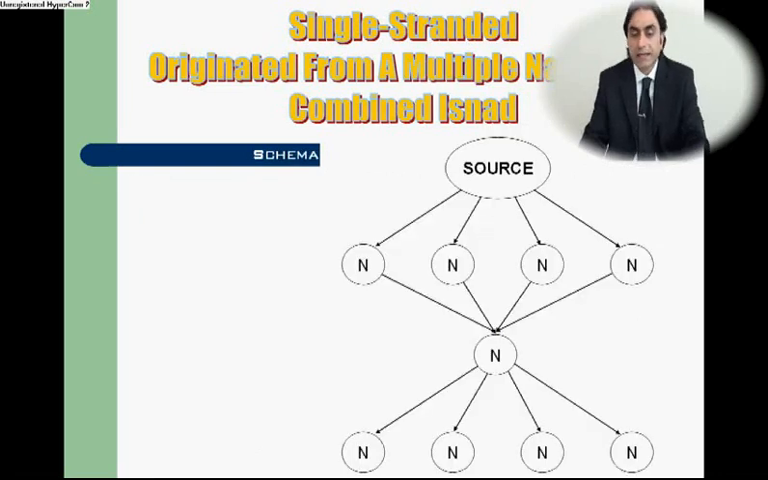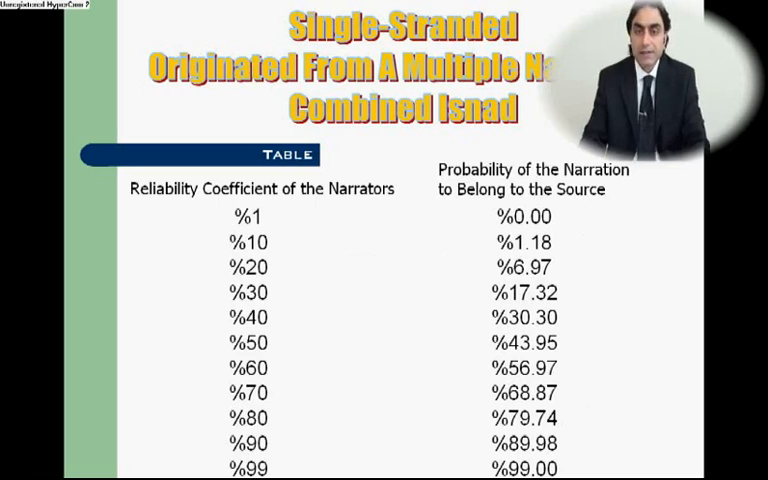Let's move on to the single-stranded originated from a multiple narration combined isnad. In the table, the results are calculated progressively in stages with regard to the probable status of narrators, ranging from the weakest reliability coefficient to the strongest. The improvement in the probability that the relevant narration belongs to the source to which it is attributed is more significant in this type of isnad.